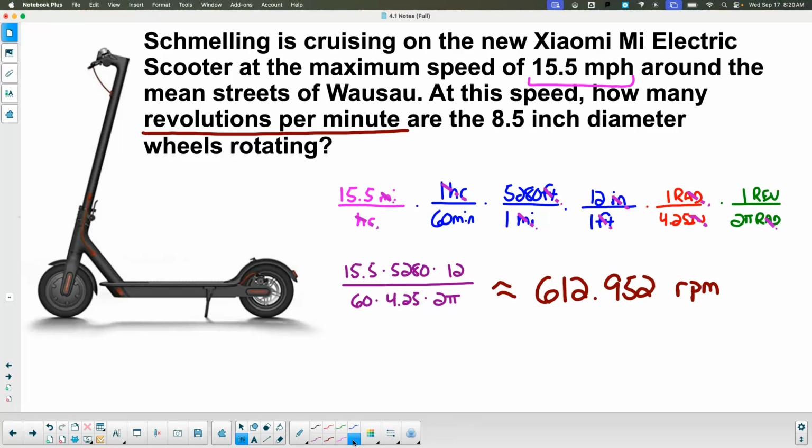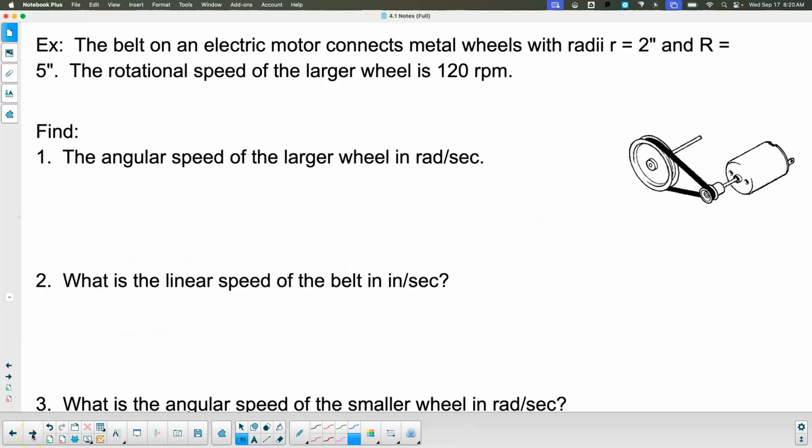All right, let's do it. Here we go. The belt on an electric motor connects metal wheels with radii 2 inches and 5 inches. Rotational speed of the larger wheel is 120 revolutions per minute. We'll get to a bike problem here in a minute, but the bike chain and the bike tire also represent this. So what this is basically saying is this sprocket back here on the back side of the bike is the 2-inch radius sprocket.